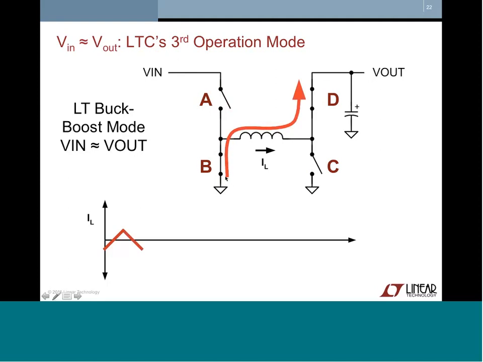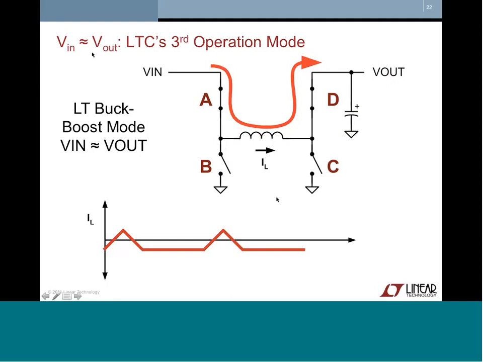Then we switch B and D and open A and C. And for a moment, we switch inputs to the output through the switches A and D. Then the situation comes back. Of course, consider that Vin is almost equal to Vout, so we can have this kind of connection.